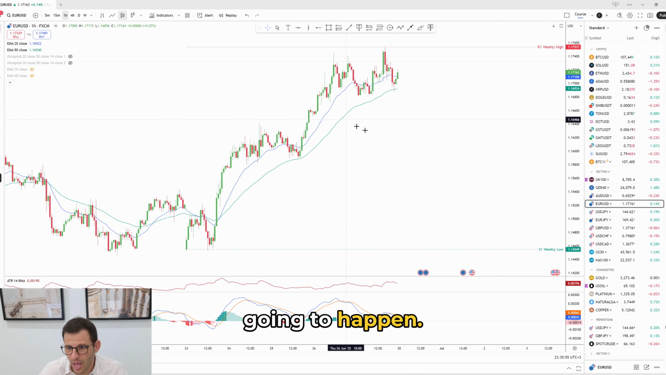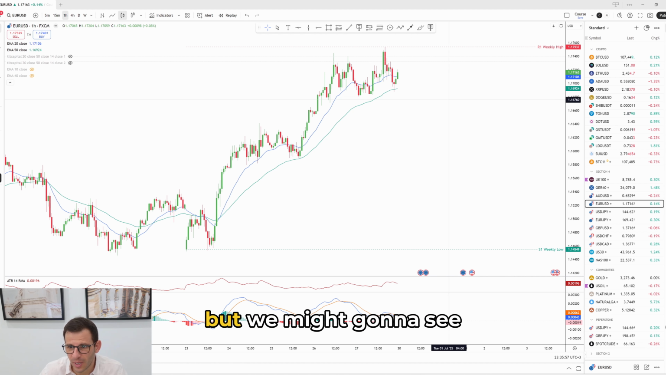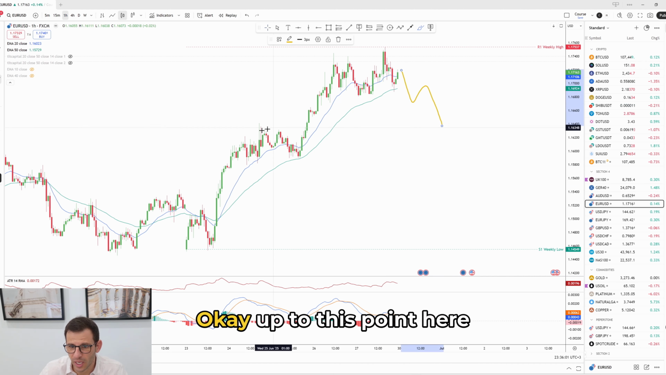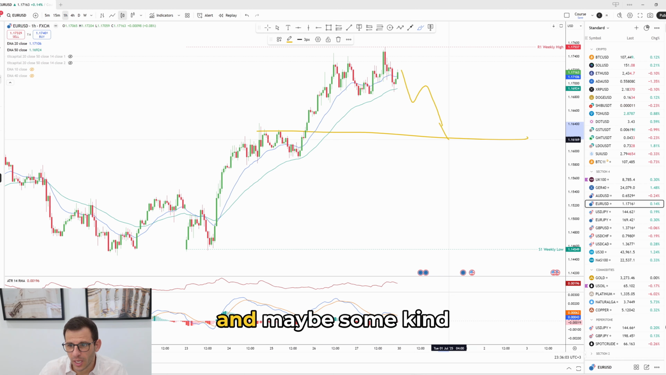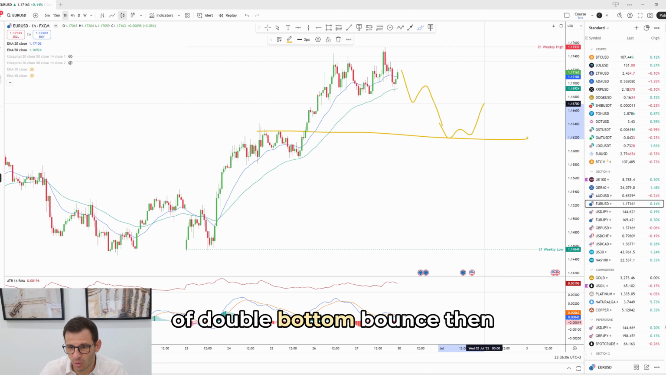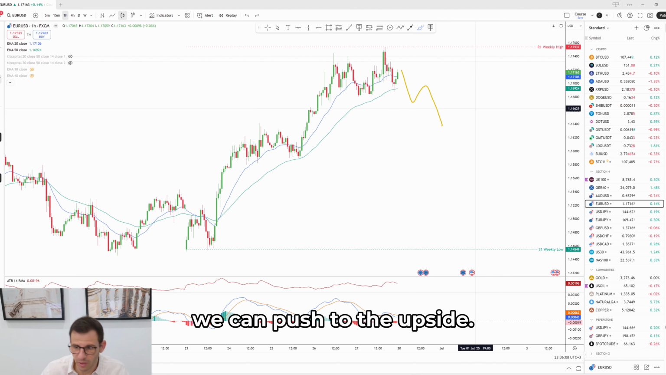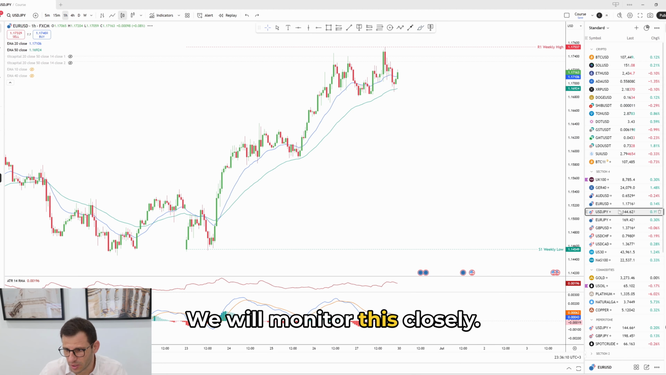And let's see what's going to happen. Fairly bullish this one, but we might see this kind of retracement up to this point here, and maybe some kind of double bottom bounce, then we can push to the upside. We will monitor this closely.